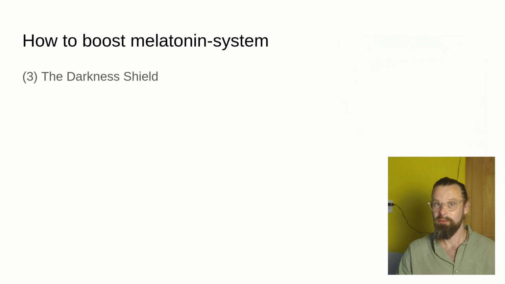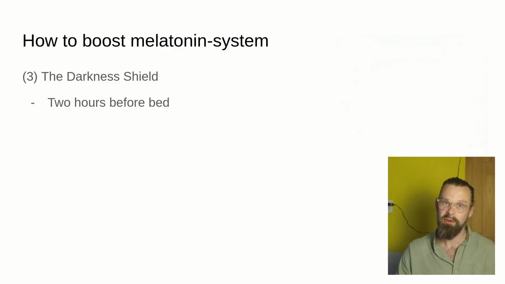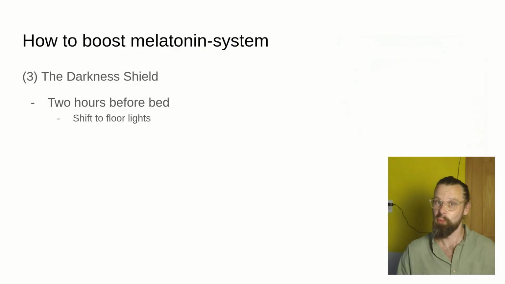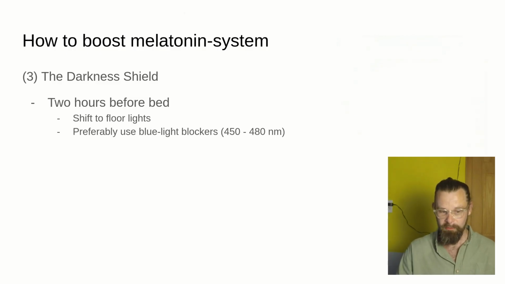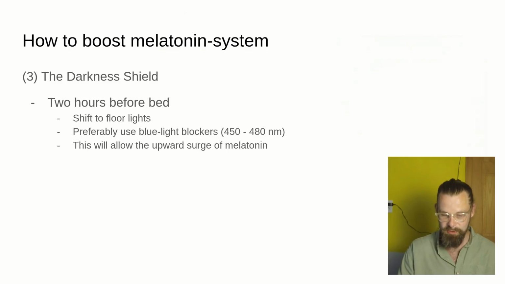So the third one, the darkness shield, and this starts 2 hours before bed, and this is when you shift to floor lights, to the warmer colors, and preferably you're gonna use light blockers. So these are either glasses you put on or a clip-on for your glasses, and you try to block the 450 to 480 nanometers range. This will allow the upward surge. So right before bed the production is gonna surge, and this will allow for that.